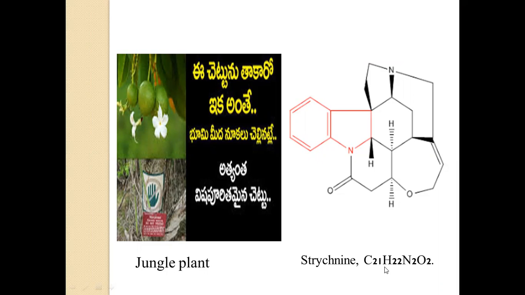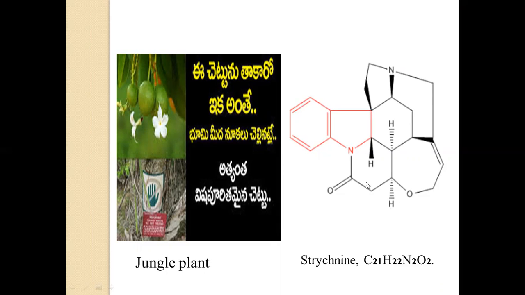Coming to the molecular formula of strychnine, it is C21H22N2O2. So 21 carbons are there, 2 nitrogens and 2 oxygens are there. We have to find out the nature of the nitrogens and oxygens. As you look here, the nitrogen is tertiary in nature. This is directly attached to 3 other carbons. Here also the nitrogen is attached to 3 other carbons, no hydrogen, so this is also tertiary in nature.